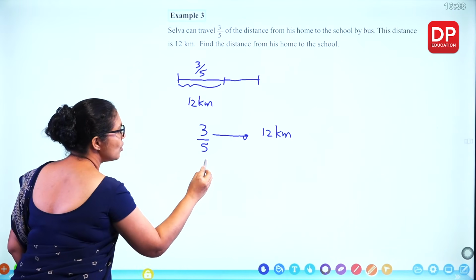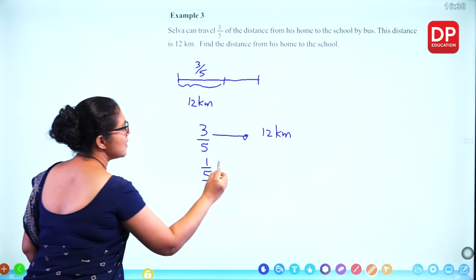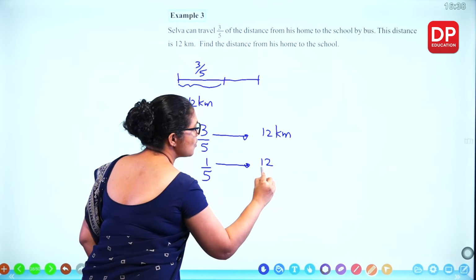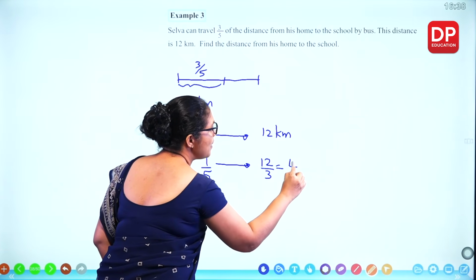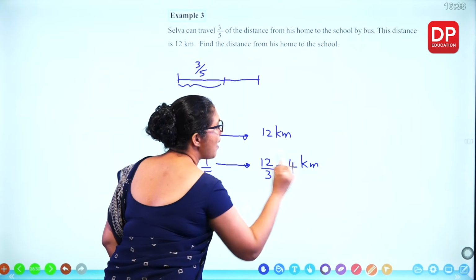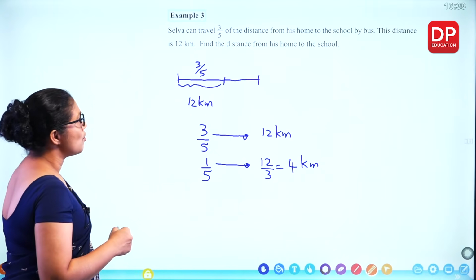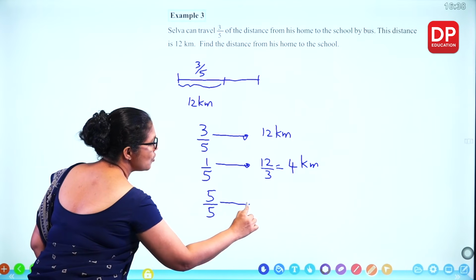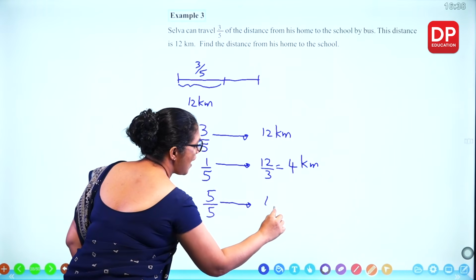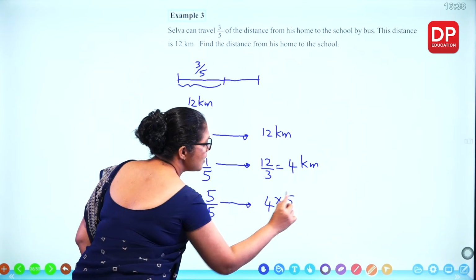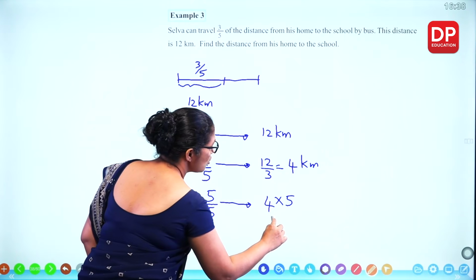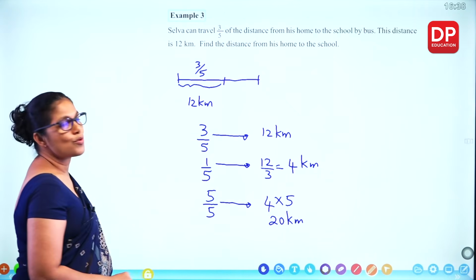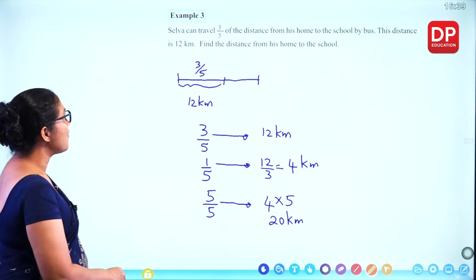You are asked to find out the full distance, meaning the total number of parts. That means 5 parts. So you can write 3/5 of this represents 12 kilometers. How do you find 1 part? You need to divide by 3. So that means 4 kilometers represents 1 part out of 5. So for the full distance, 5 parts, you multiply this by 5. So 4 times 5, how many kilometers? 20 kilometers from home to school. Now we'll see another question.